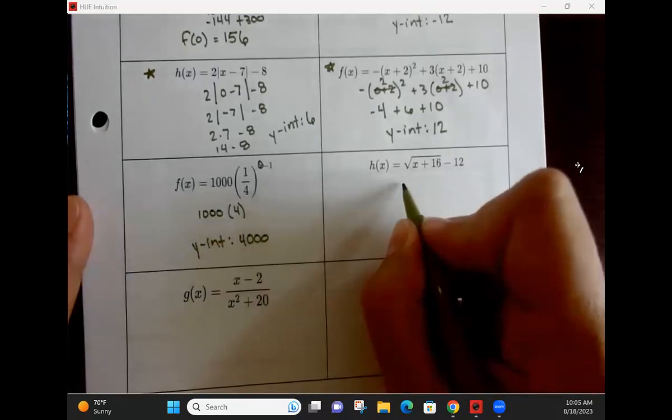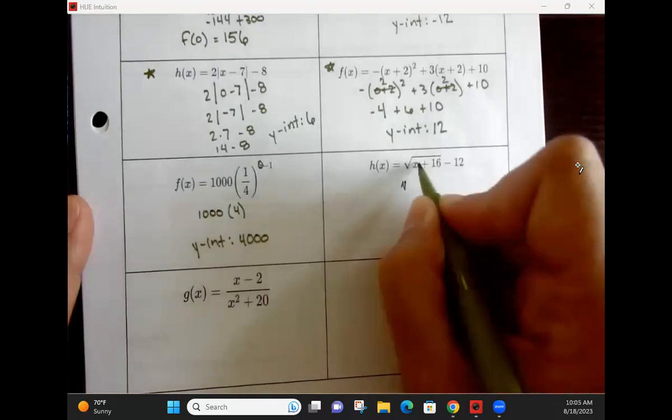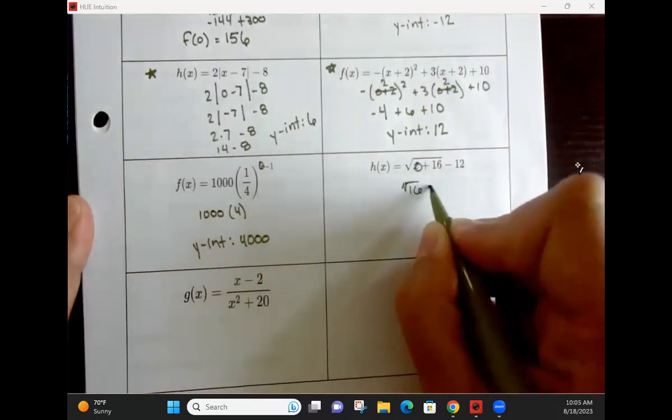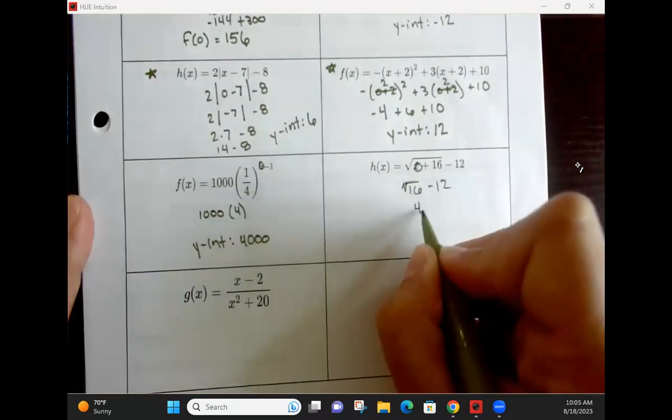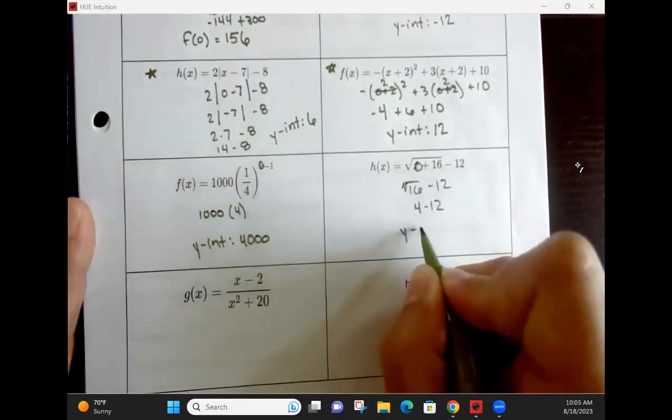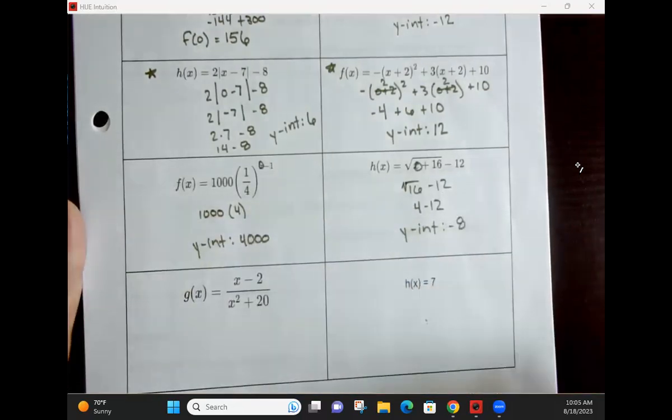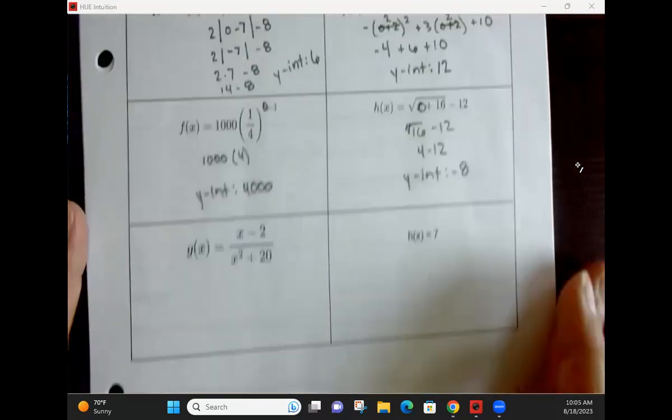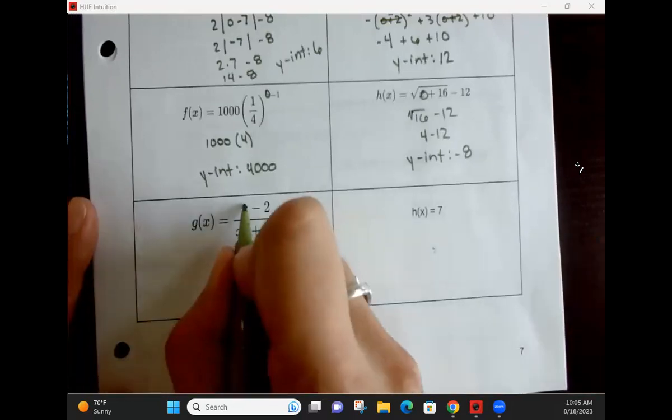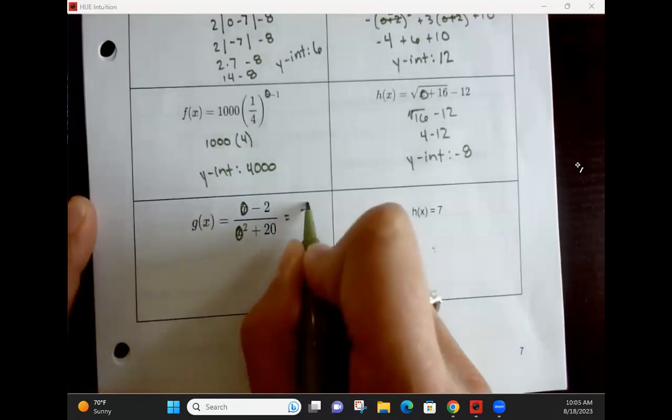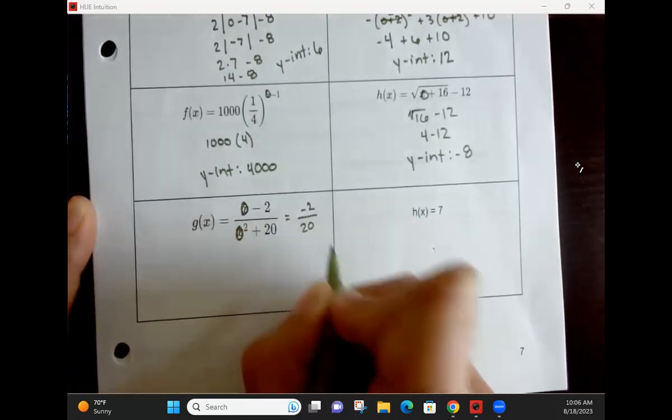For h of x, we would have the square root of 16, right? 0 plus 16 is just 16 minus 12. So that's 4 minus 12. We get a y-intercept at -8. And then for our g of x, plugging in 0 for our x's here, we would get -2 over 20.